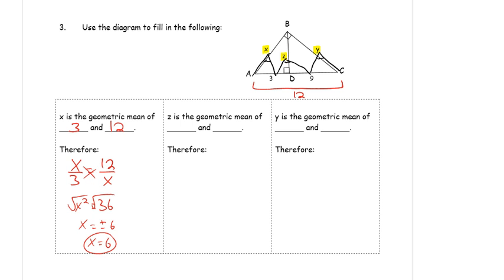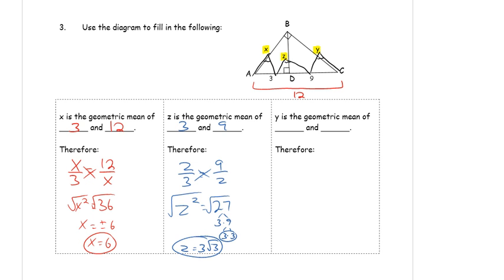Different one. Z is the geometric mean of, this is the easy one, this is the middle one. Geometric mean of 3 and 9. Go down to the left, down to the right, 3 and 9. Therefore, Z over 3 equals 9 over Z. Cross multiply. Z squared equals 27. Take the square root. Z, oops, we can't take the square root of that. 3 times 9. A couple of 3's come out. So Z is 3 times the square root of 3. There's your answer there.